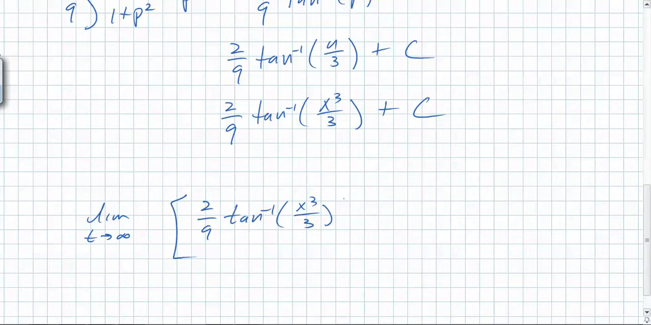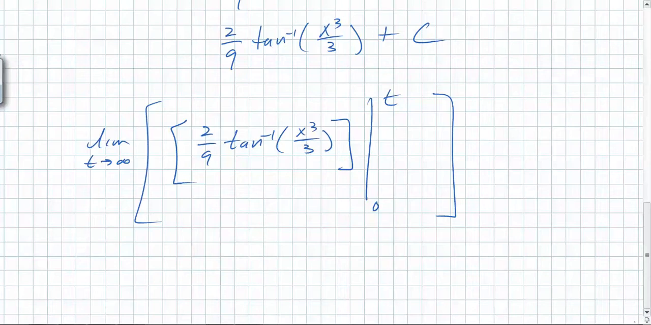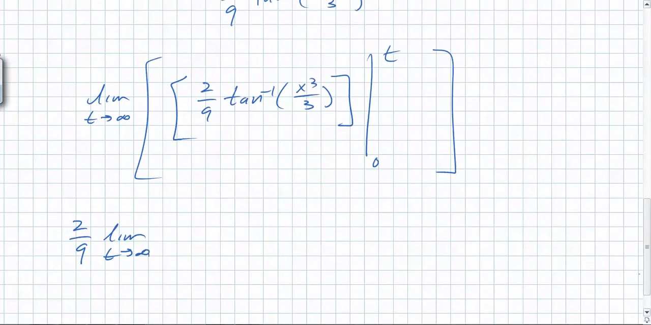Ready? Let's do one step and then do 3 others, okay? We're evaluating it from what to what? 0 to t, and we're doing the limit of this thing right here, right? That's what you forgot last night. Let's make sure we do it this time, right? Exactly. So what do we end up with? We can factor out the 2/9. So it's 2/9 times the limit as t goes to infinity, and we have to actually, in a second, of what?